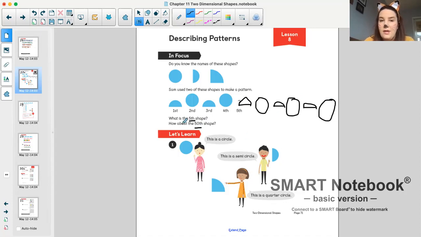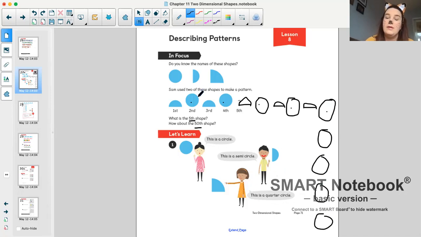Okay. So if you look, the even number of each of these, of this pattern, is a circle. So we know 2, 4, 6, 8, 10 are circles, and then we could count all the way up to nearest 50 if we could. Or we could count in our tens, because we've got 10 there, 20, 30, 40, 50. So actually the 50th shape is a circle, and we know that from using our times tables.